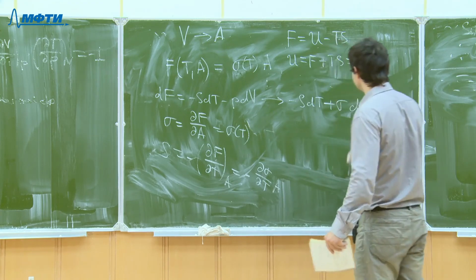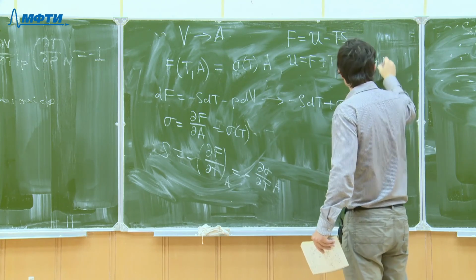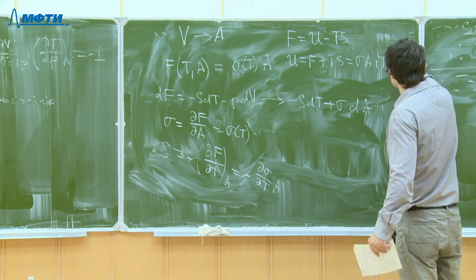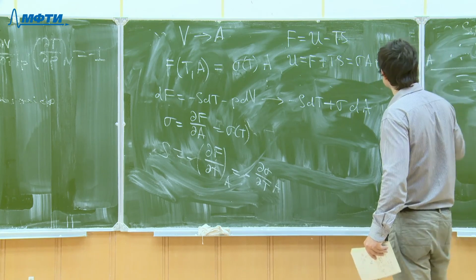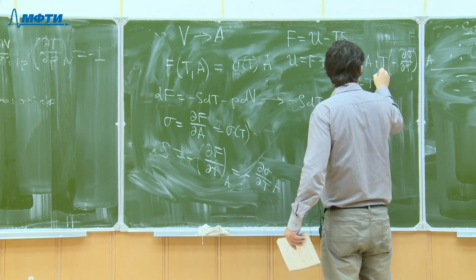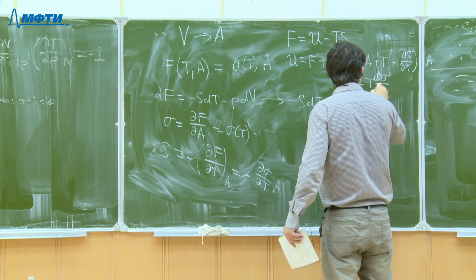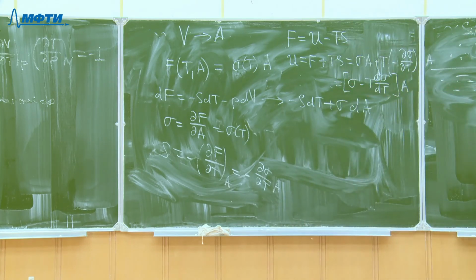So now I do this and get sigma times A plus T times minus d sigma over dt times area. So that gives me sigma minus T times d sigma over dt, times A. So that's the internal energy. You see that the internal energy of the surface is remarkably different from the free energy of the surface. And that means that this internal energy should be used when you try to calculate, for example, what happens with your surface if you undergo an adiabatic process.